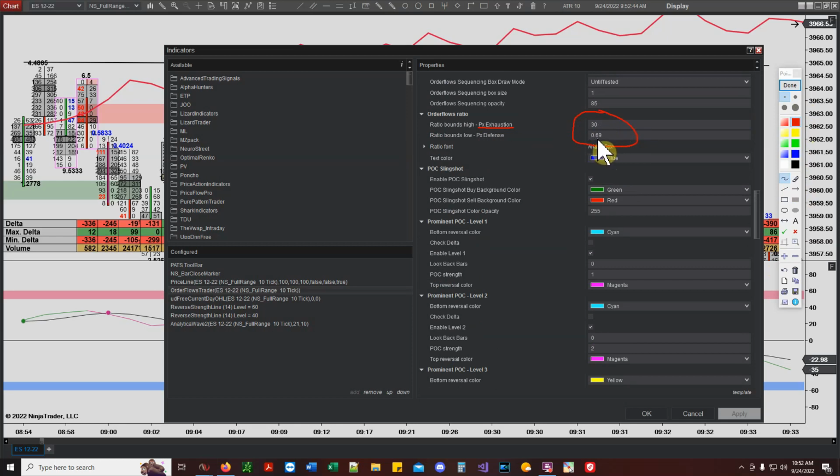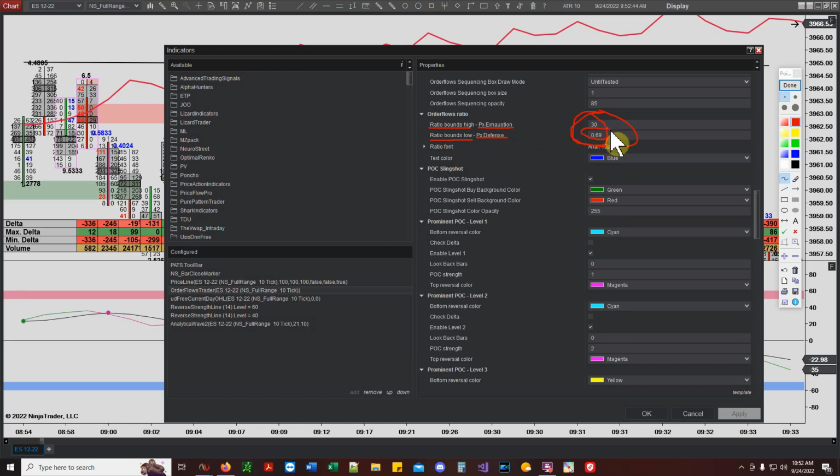Anything that says 0.69 and it's blue is price defense. Ratio bounds high, ratio bounds low. That's how his ratios pop up. And you can adjust these numbers to anything you want. I leave them at default. I don't mess around with these default numbers.